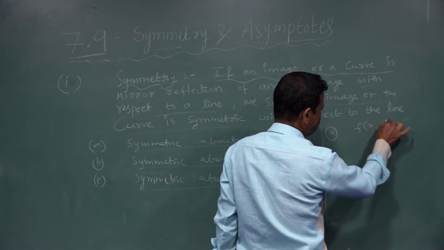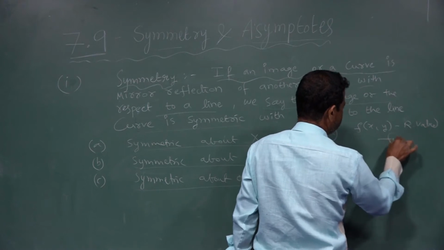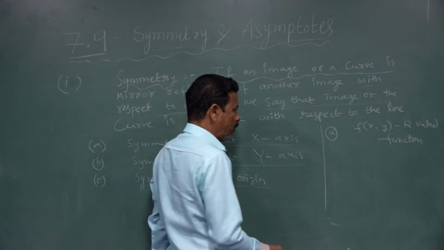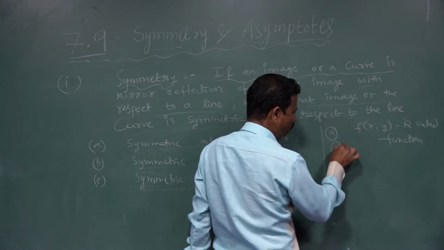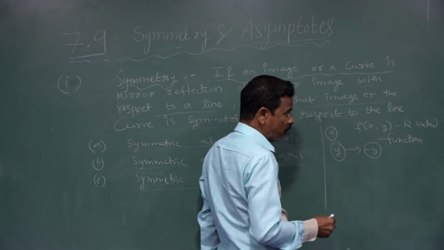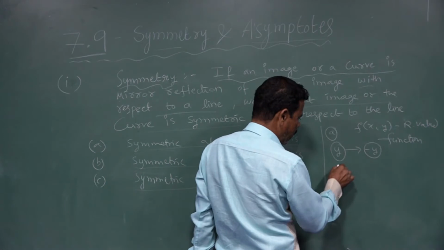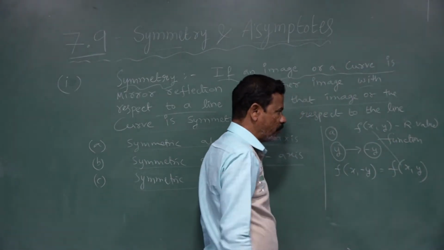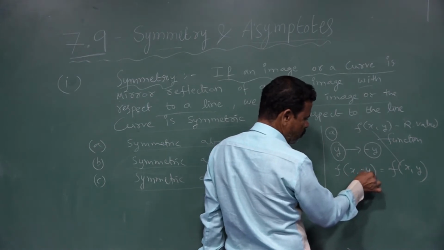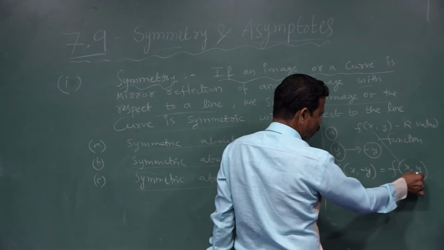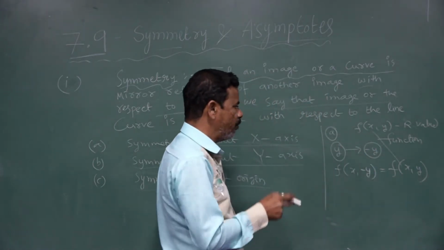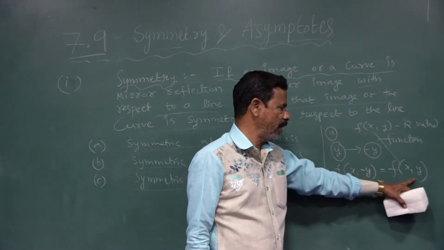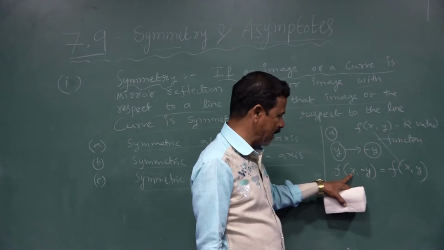Suppose f of x comma y is a real valued function, a function in terms of x and y. Then if we substitute minus y instead of y, the function does not change. That means f of x comma minus y is equal to f of x comma y. The same function will come. Then this curve is symmetric about x-axis. This is called symmetric about x-axis.